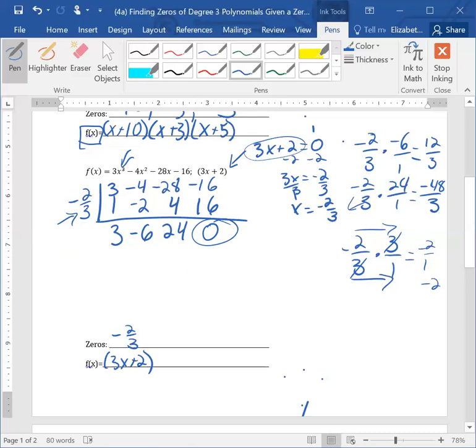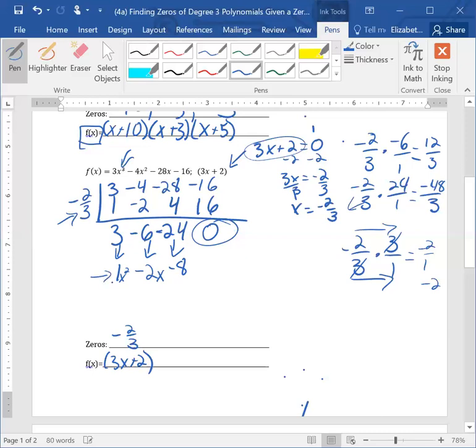Remember, we said when we had a fraction, you have to divide everything by whatever this denominator is. So let's do it. 3 divided by 3 is 1. Negative 6 divided by 3 is negative 2. And this is negative 24, so don't bring that down. Negative 24 divided by 3 is negative 8. We don't do anything with the remainder, and it's a 0 anyway, so we're good. So this becomes 1x squared minus 2x minus 8.